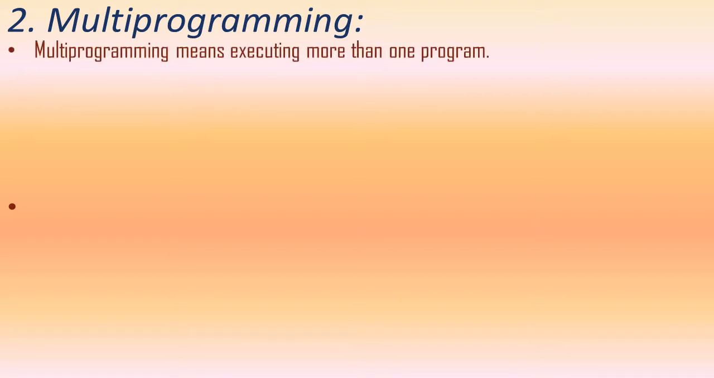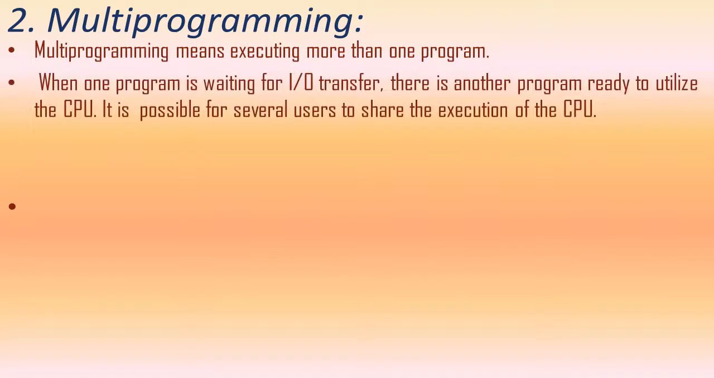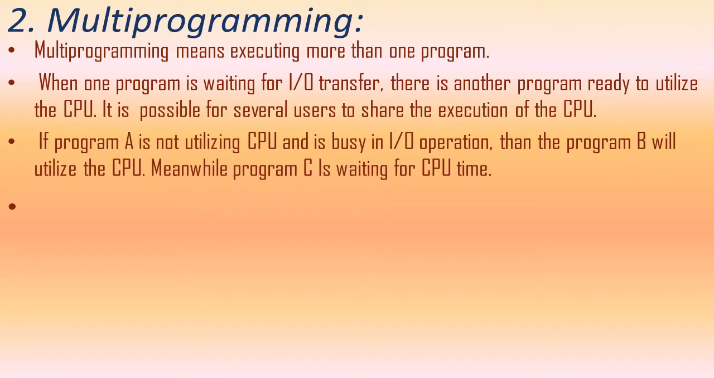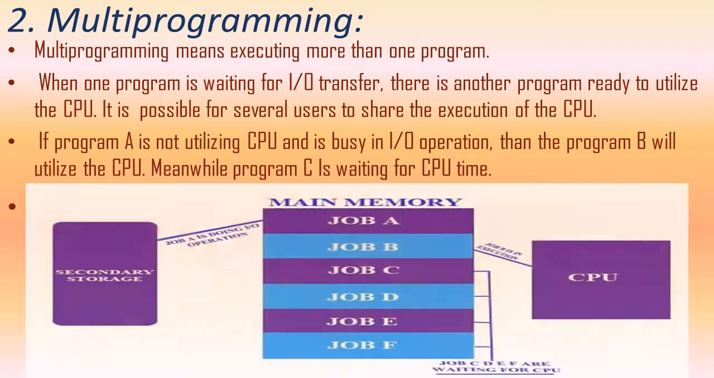Second one is about multiprogramming. Multiprogramming means executing more than one program. When one program is waiting for input-output transfer, there is another program ready to utilize the CPU. It is possible for several users to share the execution of the CPU. For example, if program A is not utilizing the CPU and is busy in an input-output operation, then program B will utilize the CPU. Meanwhile, program C is waiting for CPU time.